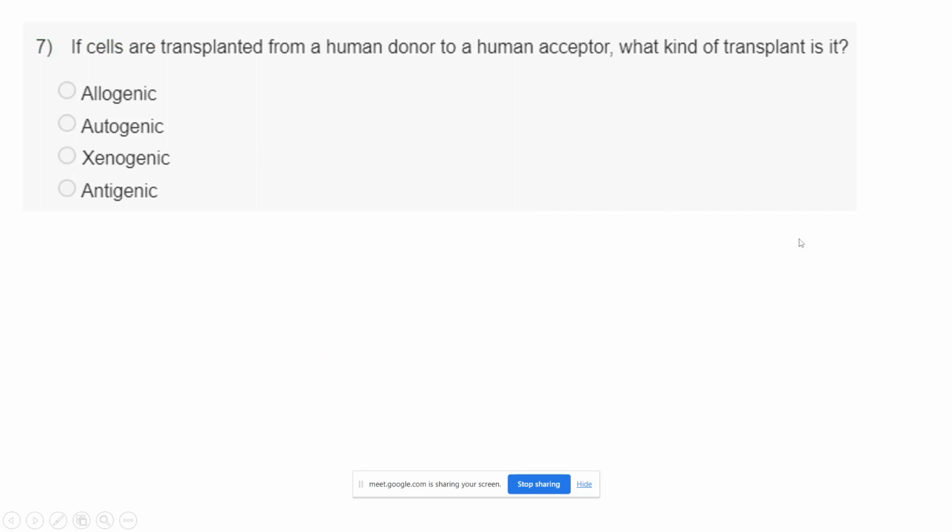Okay. Now the next question. If cells are transplanted from a human donor to a human acceptor, what kind of transplant is it? Is it allogenic, autogenic, xenogenic, or antigenic? Option A, allogenic. Okay.